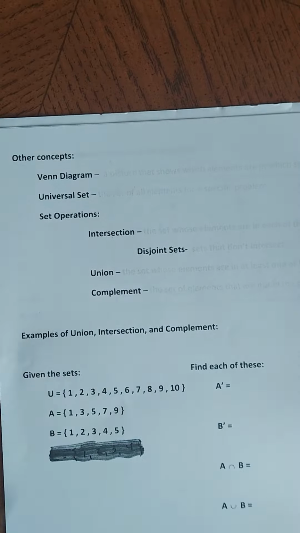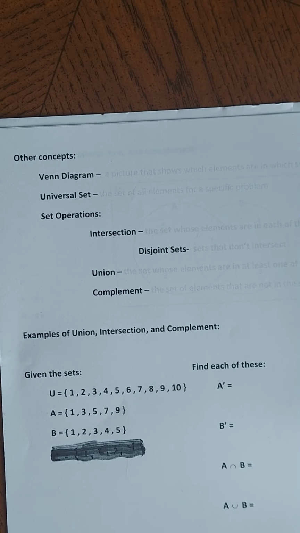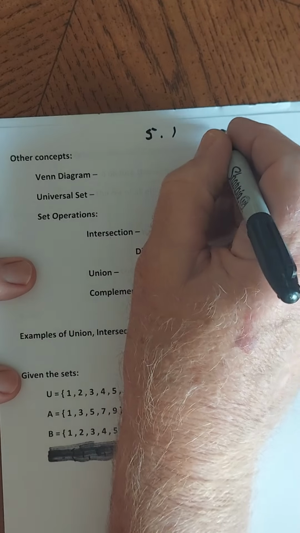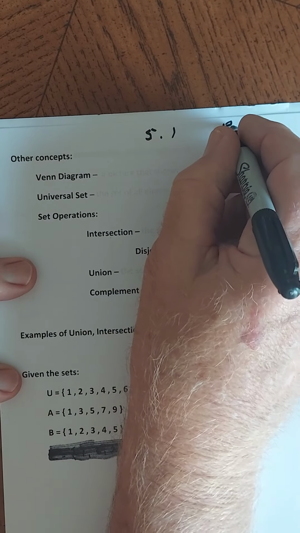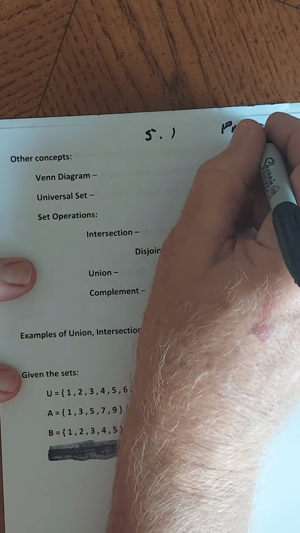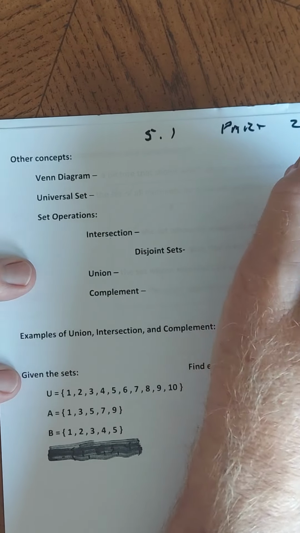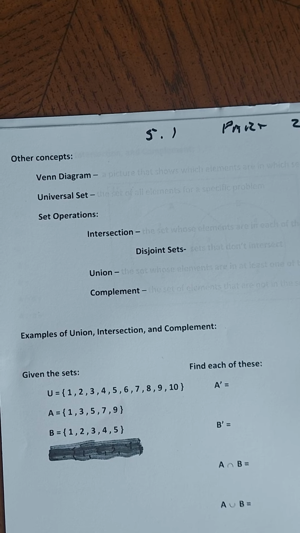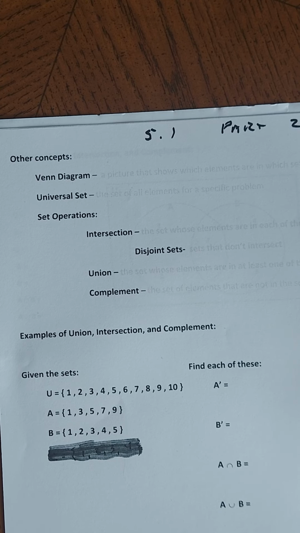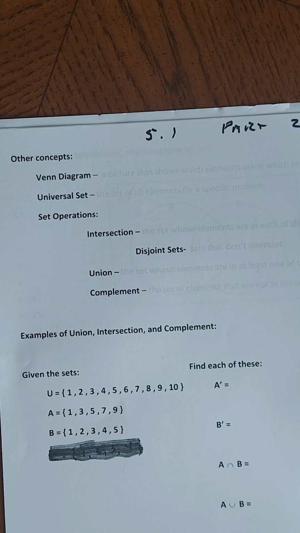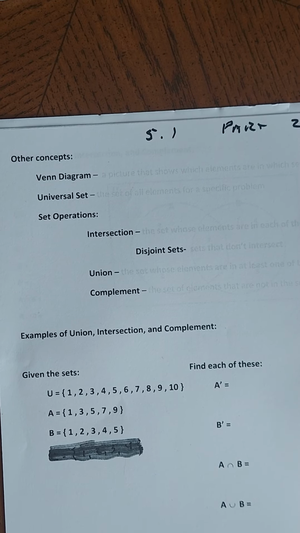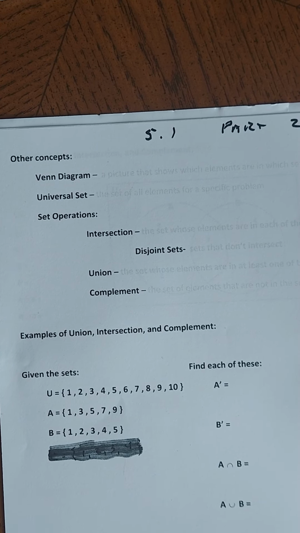Okay, here we are. We're back. This is section 5.1, and it's part 2. In Part 1, we talked about subsets, and I think I got everything taken care of. And now we're going to go to the second part. We'll talk more about operations on sets. Before we do, just a couple items here.